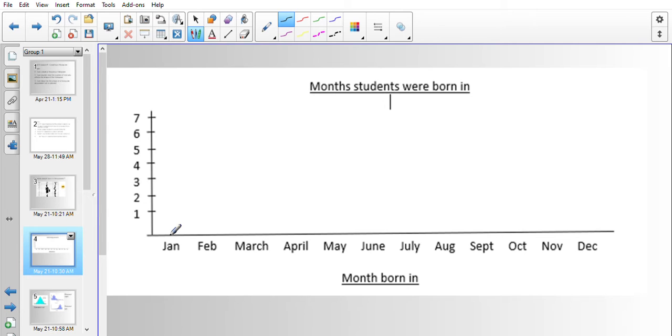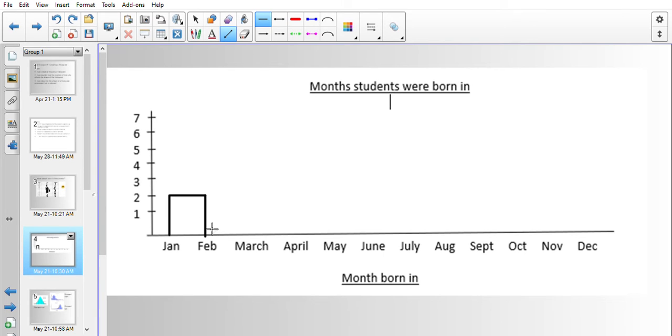So in January, remember, I found 2 people that were born in January. So we're just going to make a line going up to the 2 and a line going across to show that it represents going all the way to February, and a line going down. And now I know I can look at this graph. I can look at January. I can say, oh, there were 2 people born in January.